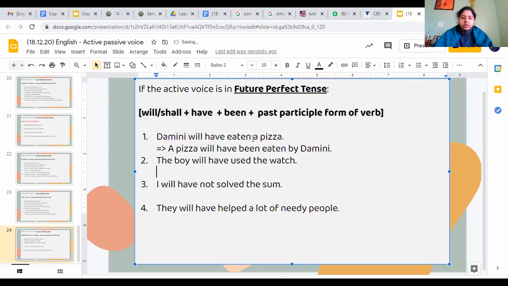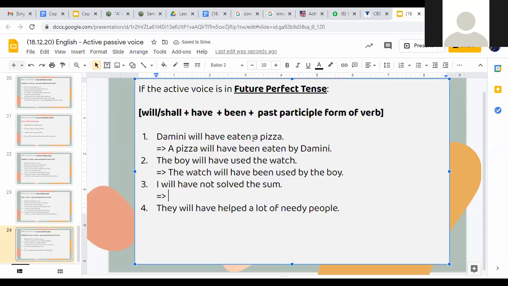Great. The next second one. I say yes, Lakshmi, you can tell. The watch will have been used by the boy. Great. The watch will have been used by the boy. And the chat also I can see the same.